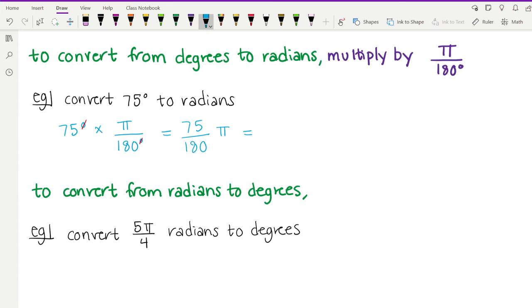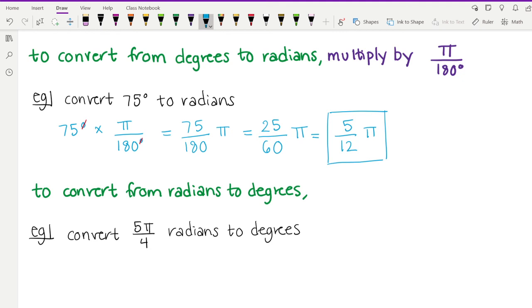Let's see. So the numerator and denominator are both divisible by, let's start with 3, right? We can divide the top by 3 and that would give us 25. And then the bottom divided by 3 gives us 60. But then we can even reduce this further, right? So these are both divisible by 5. So if we divide the top by 5, we're left with 5. Bottom by 5, we're left with 12. So we're left with 5/12 pi. So the way that you would express 75 degrees in radians would be 5 over 12 pi.